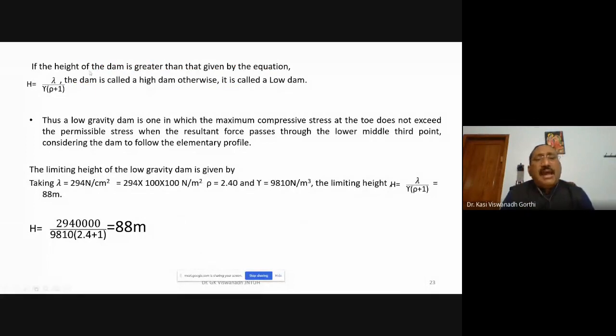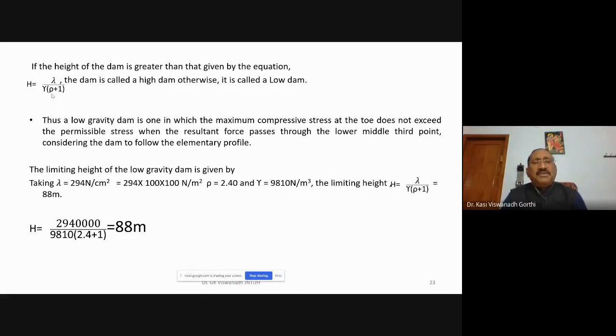If the height of the dam is greater than that given by this equation, the dam is called a high dam. Otherwise, it is called a low dam. As I have been indicating from the beginning, low dam and high dam will not be a simple numerical value; it depends on the material that you have used. Suppose you have used concrete of a specific grade. What is its permissible stress? And what is the specific gravity of that dam material? This is the criterion based on which the limiting height of a dam can be judged.